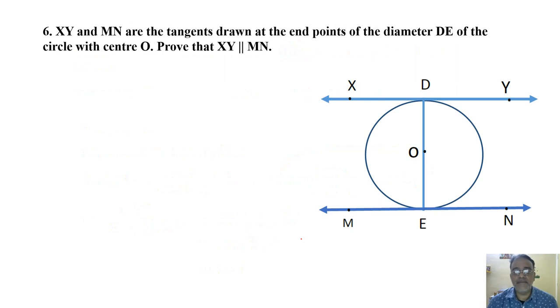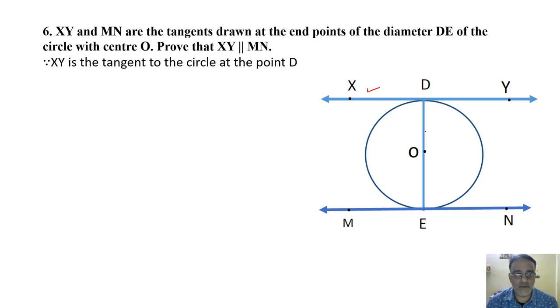XY and MN are the tangents drawn at the end points of the diameter DE of the circle with center O. Prove that XY is parallel to MN. So first of all, XY is the tangent to the circle at the point D. D is the point of contact. So OD perpendicular to XY, because tangent is perpendicular to the radius through the point of contact. So this angle ODX will be equals to 90 degree. ODX ko hum log extend kar sakte hain, EDX. Both are same angle, right?